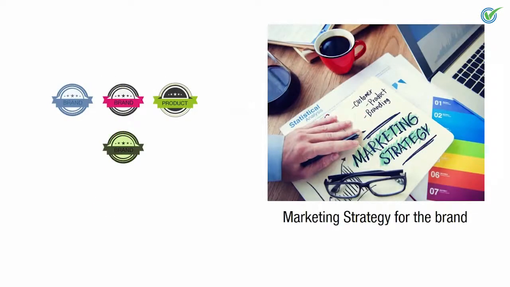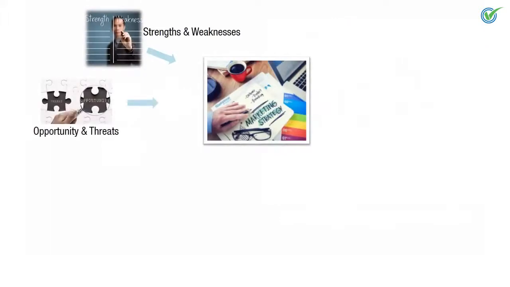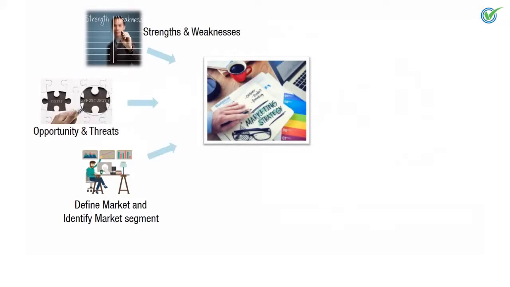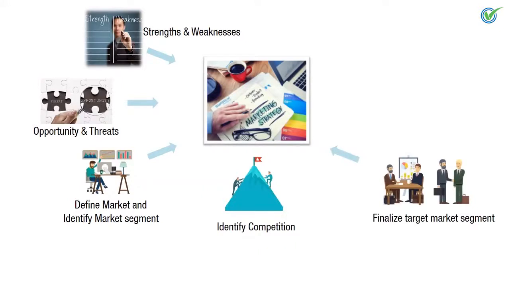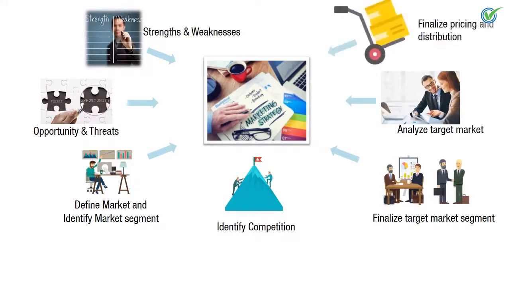Each brand team creates a marketing strategy for its brand. When creating the marketing strategy, the team considers the strengths, weaknesses, opportunities, and threats for the brand, defines the market and identifies different market segments, identifies the brand's competition, finalizes the target market segment for the brand, analyzes the target market to create a differentiated positioning for the brand, and then finalizes the pricing and distribution strategies.